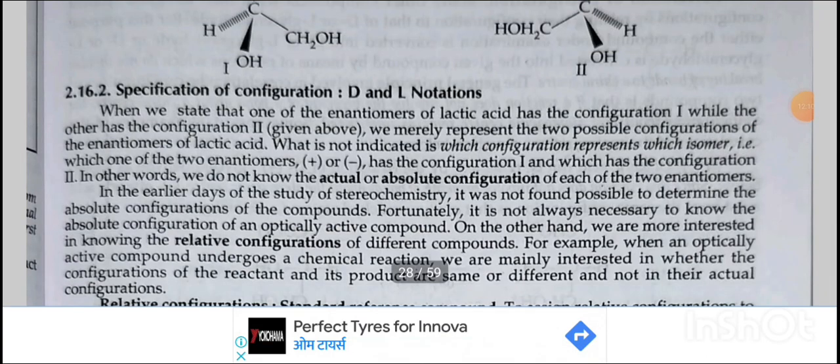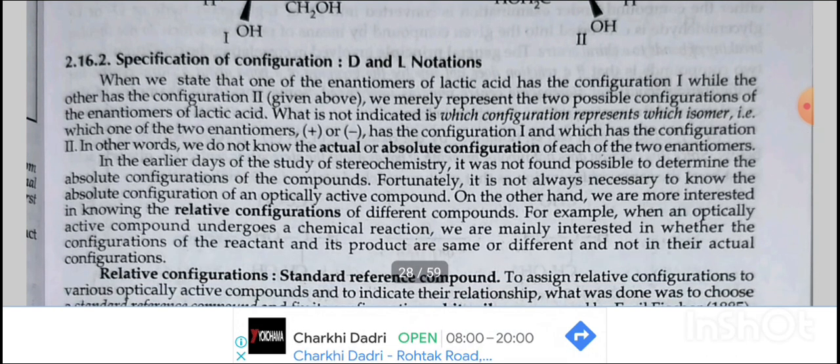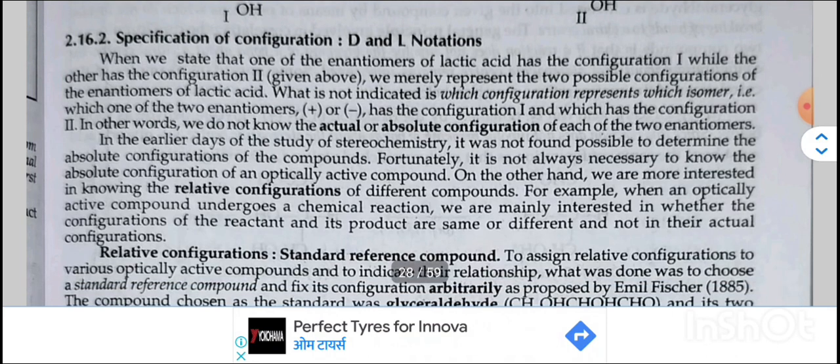Specification of configuration D and L notations. When we state that one of the enantiomers of lactic acid has configuration 1 while the other has configuration 2, we merely present the two possible configurations of the enantiomers of lactic acid. What is not indicated is which configuration represents which isomer, that is, which one of the two enantiomers, positive or negative, has configuration 1 and which has configuration 2.